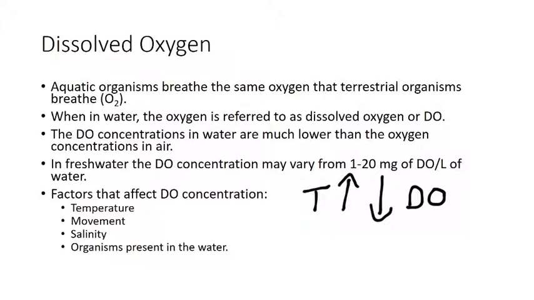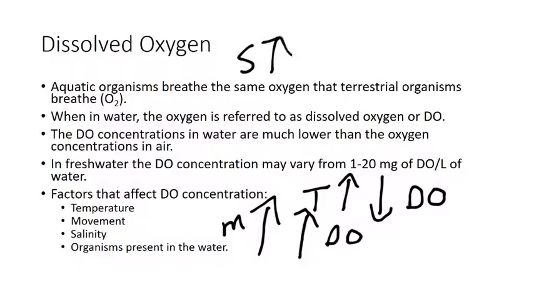Another factor that affects DO concentration is movement. As the movement of the water increases, the amount of dissolved oxygen in that water also tends to increase. Rivers and streams are going to have more dissolved oxygen than a lake or a pond. Salinity is another factor, saltiness. As salinity increases in a body of water, the amount of dissolved oxygen in that body of water tends to decrease. So more salt, less dissolved oxygen.